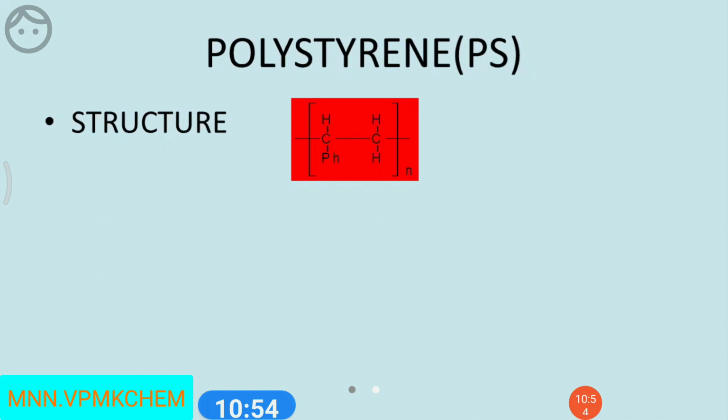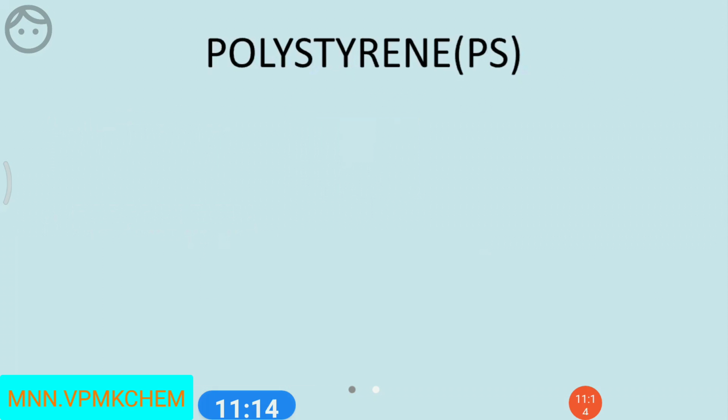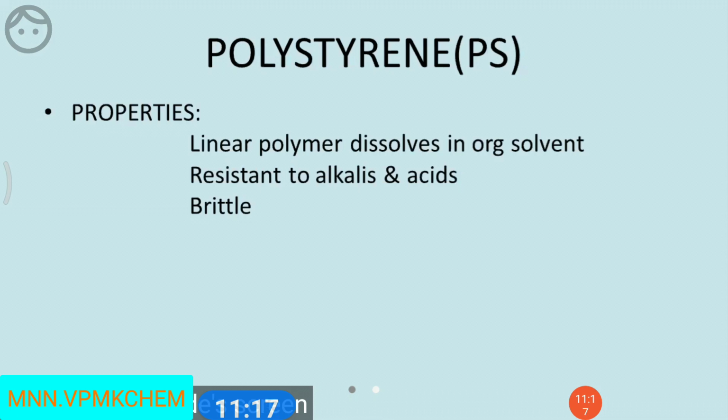The next addition polymer is polystyrene. Styrene, when it undergoes polymerization in presence of a Lewis acid catalyst or benzoyl peroxide, gives polystyrene. Properties: polystyrene is a linear polymer. It dissolves in organic solvents. It is resistant to acids and alkalis. It is slightly brittle, or it easily breaks down into small parts.